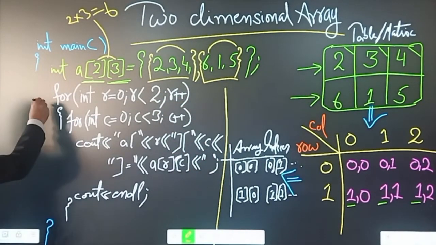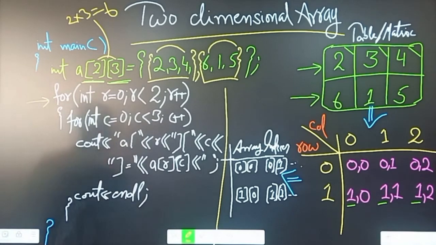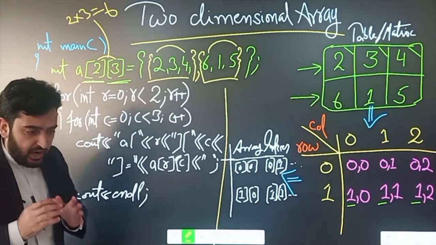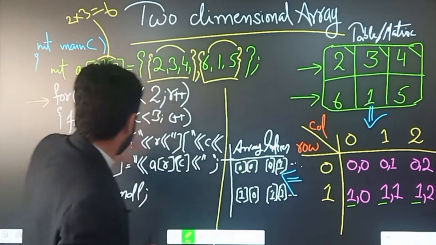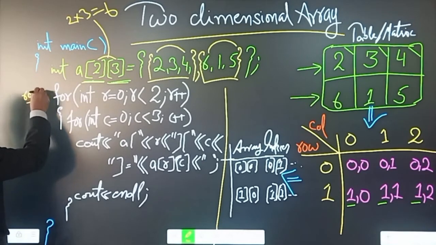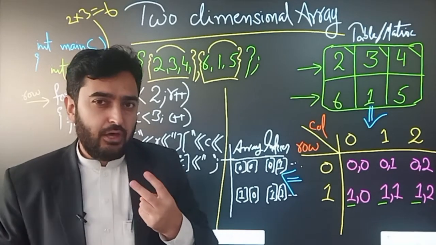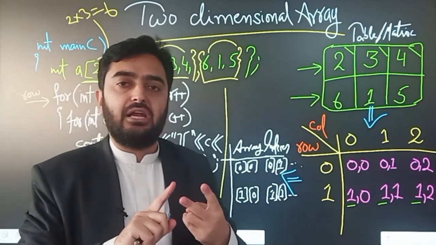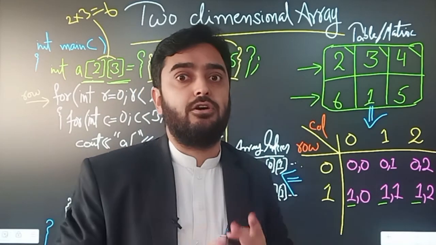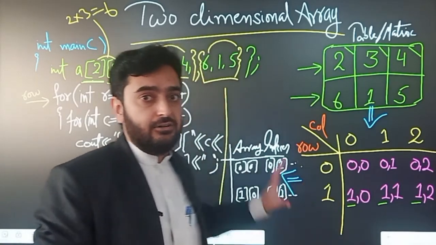So we have introduced the outer loop: for integer r equal to 0, r less than 2, r plus plus. We have initialized r with 0 because we are introducing this outer loop for the rows. We have two rows now, and for the first row we have index number 0, while for the second row we have index number 1. There is no third row, so we have no index number 2 in our two-dimension array.